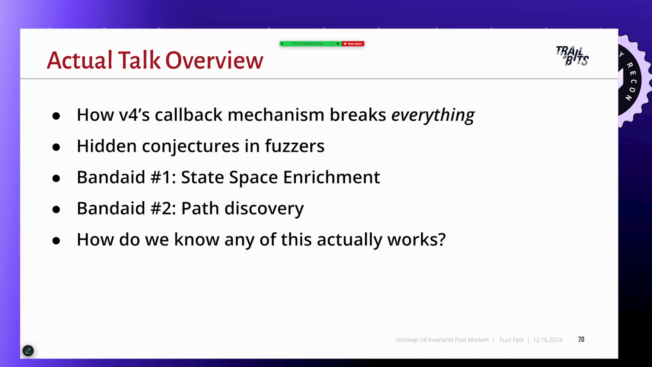These band-aids are things that you could apply to any fuzz testing suite. So even if you don't plan on fuzzing Uniswap, you can still reuse these for your own protocol that you're working on. And then last but not least, how do we know that any of this actually works? Because this is a fuzzer, everything is fuzzy. It's not always clear what is actually getting covered or not, so it's very important to figure out if it actually works.